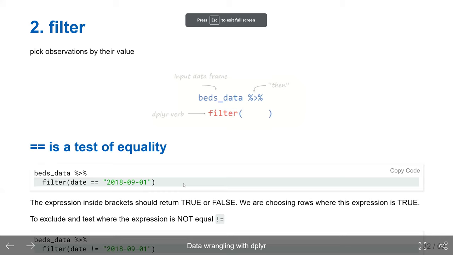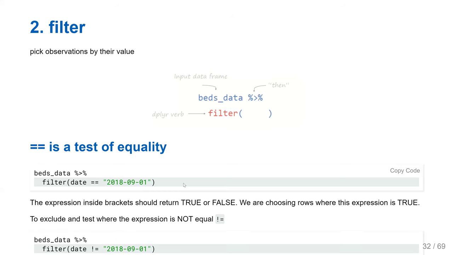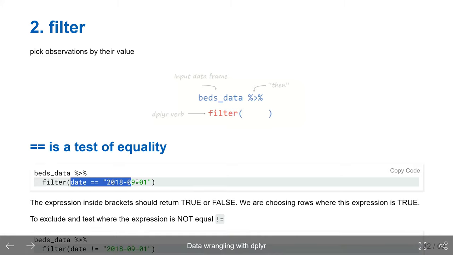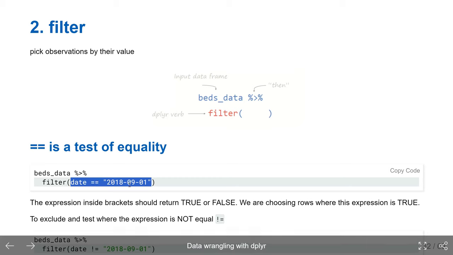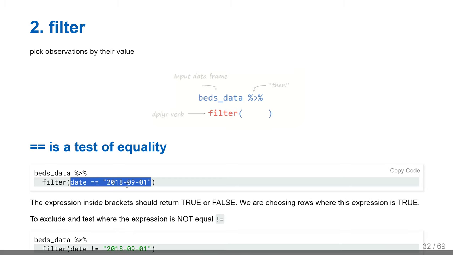The expression inside the brackets should return true or false. That's what I mentioned before. True or false is what is called a logical format. So you have your characters, your numericals, your logicals, and your dates. There might be some other formats that I'm forgetting, but those are the ones that are used the most, I would say. So you want this whole statement within the filter verb to be either true or false. When it's true, filter will keep those; those that are false, filter will filter out, which makes sense. So anything that meets this criteria within filter is going to be kept, only the trues.